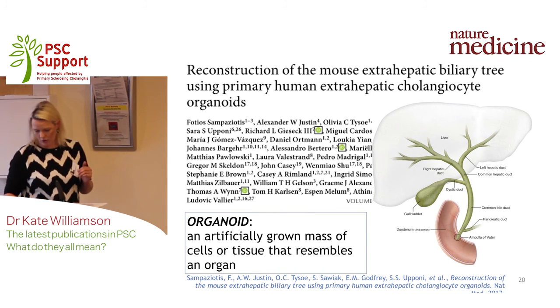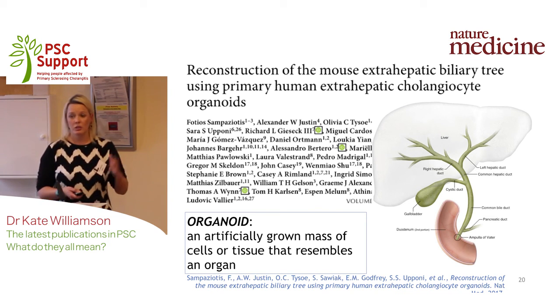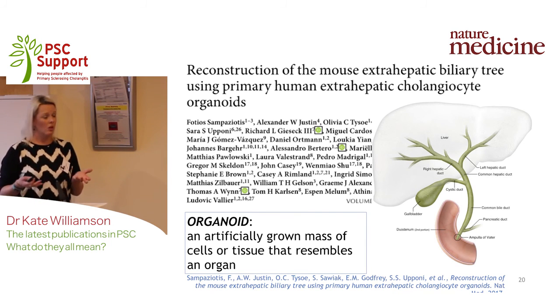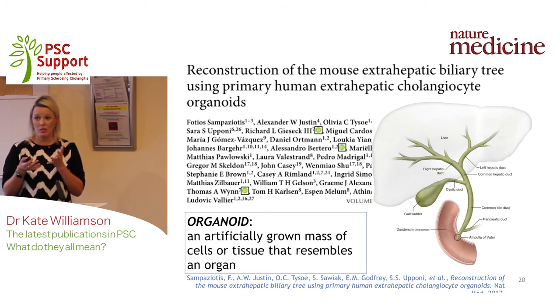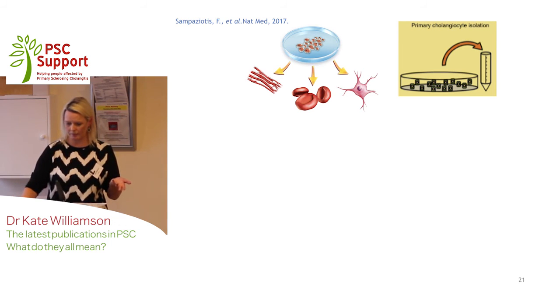So, and then organoids. An organoid is an artificially grown mass of cells or tissue that resembles an organ. In other words, the title of this slide is that they've been able to make bile ducts from humans and put them into a mouse, and they can resemble a normal bile duct. So I'll go through how they did that.